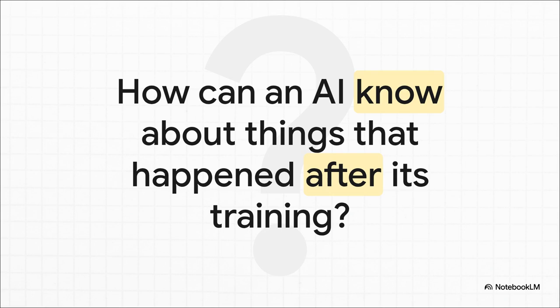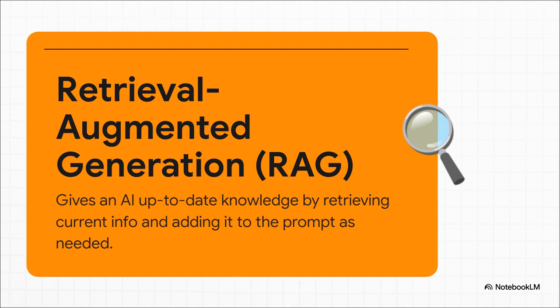The answer isn't to retrain the whole thing. That costs a fortune and takes forever. The solution is something way, way smarter. It's called Retrieval Augmented Generation. I know, it's a mouthful. Just call it RAG. And the idea is actually super simple.